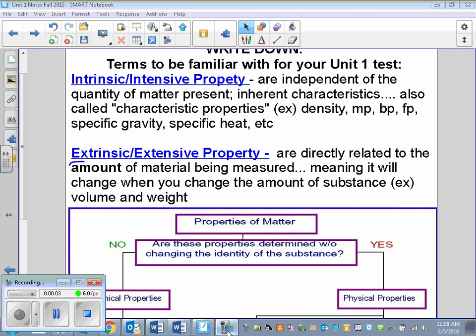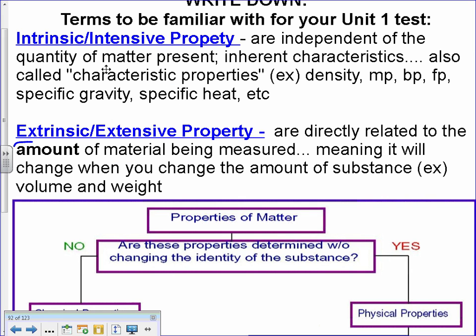Okay, so these are two terms that you've never really seen until you got to chemistry, and they're more related to a way.